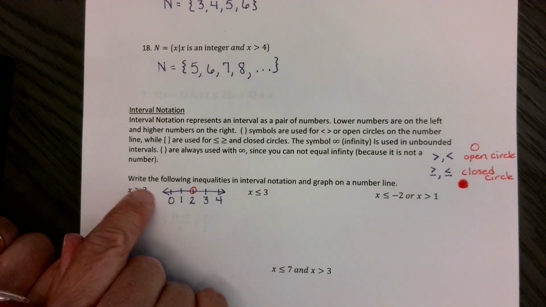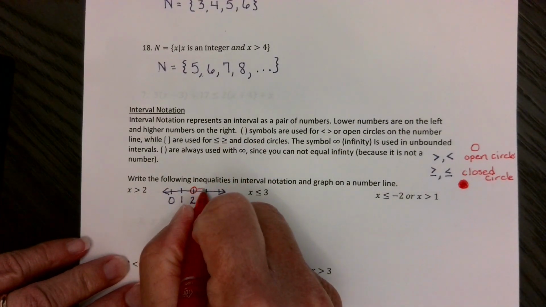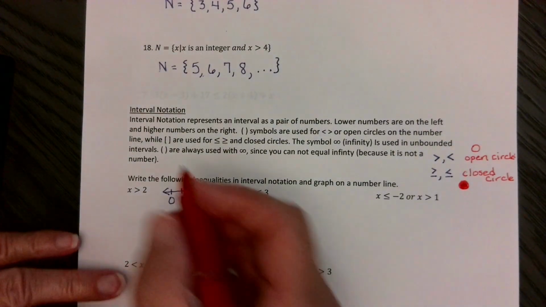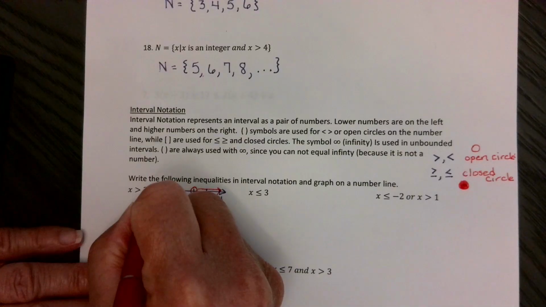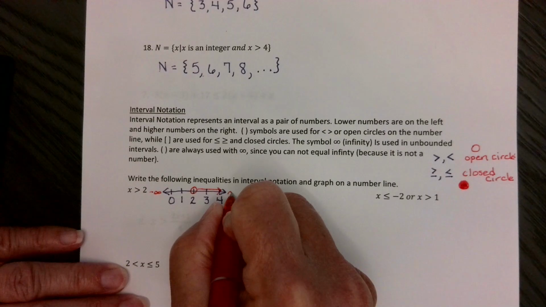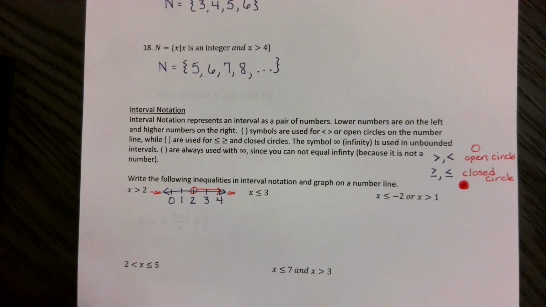And it's all values greater than. This is a greater than symbol. So it's all these values to the right. Now down here, this approaches negative infinity because it goes on forever, and to the right it goes on to a positive infinity. So now that's the graph. We graphed it on a number line.